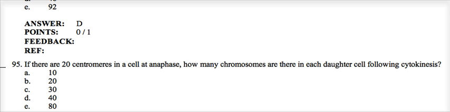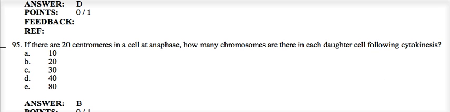Number 95, if there are 20 centromeres in a cell at anaphase, how many chromosomes are there in each daughter cell following cytokinesis? So they want you to realize that at anaphase we've already separated, and the centromere is where? It's the region holding the 2 sister chromatids together with some proteins. So if the sister chromatids have already separated and we have 20 centromeres, then that means that following cytokinesis we're going to have 20 chromosomes.